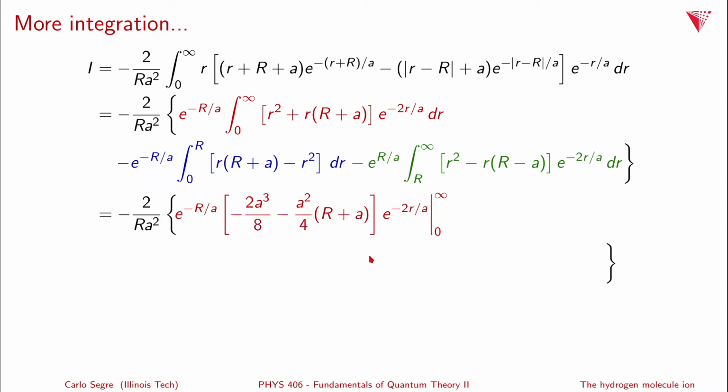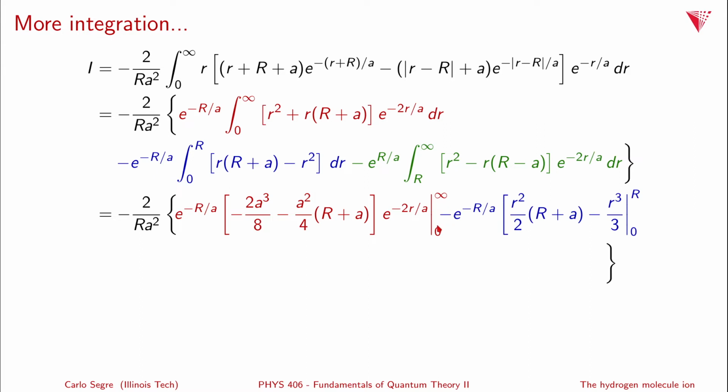Well, I can do this also, this red integral, I can do by integration by parts. And when I do that, I get the following integral at the end. The result is e to the minus capital R over a times the quantity minus 2a cubed over 8 minus a squared over 4 times r, capital R times a, e to the minus 2r over a evaluated from 0 to infinity.